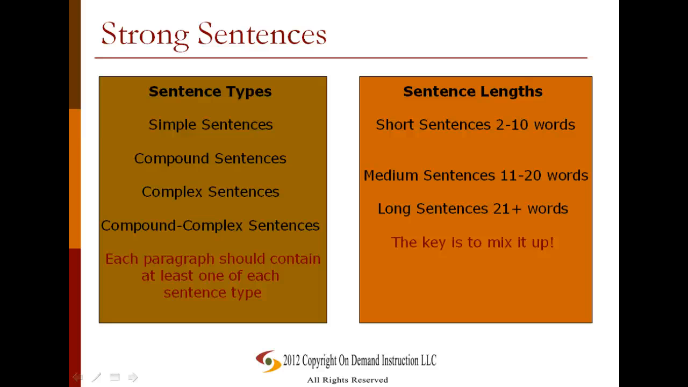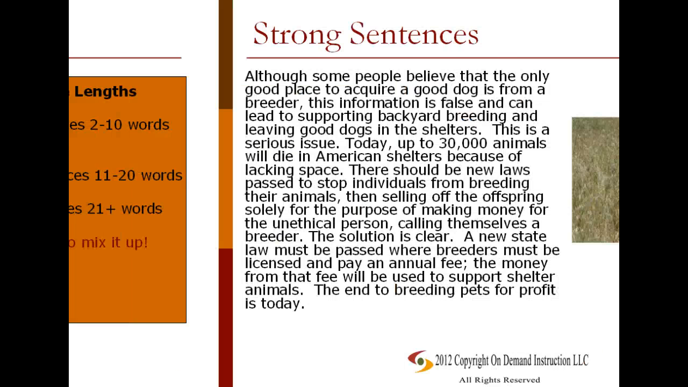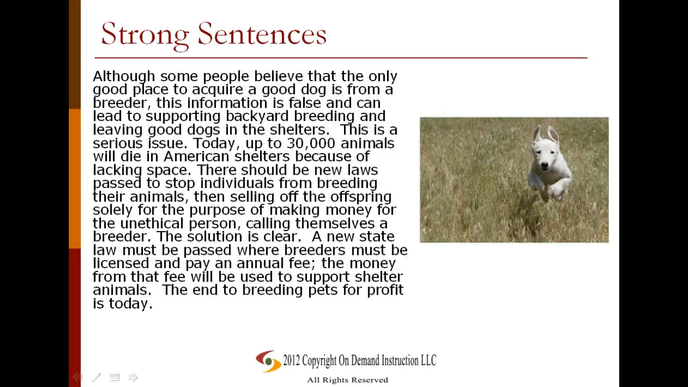Now on top of this, you also want to use a combination of short, medium, and long sentences. The more that you can mix things up and not depend upon just one type of sentence, the more naturally your writing is going to come across to your reader. That makes it more appealing. Let's take a look at an example here.